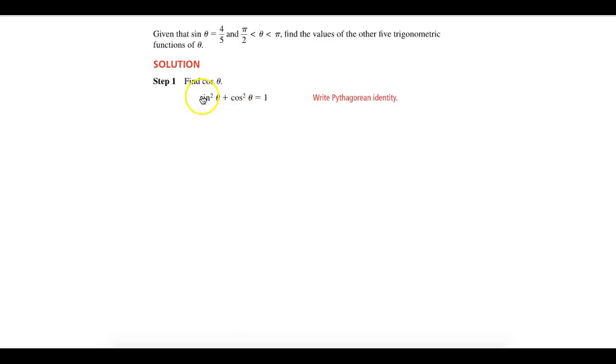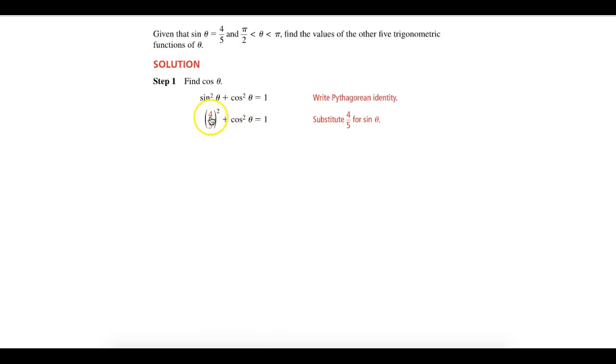So we know that sine squared of theta plus cosine squared of theta equals 1. Well, now, since we know the sine of an angle, the sine of theta, we can go ahead and substitute that in here. And now we just have an equation that we can solve. So sine is equal to 4/5. So 4/5 squared plus cosine squared equals 1. Now we just have to go ahead and isolate cosine.